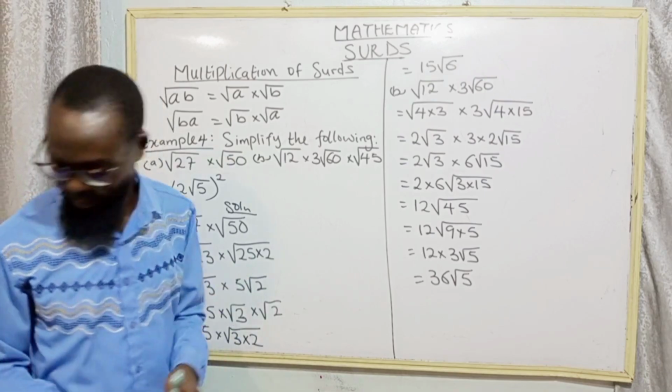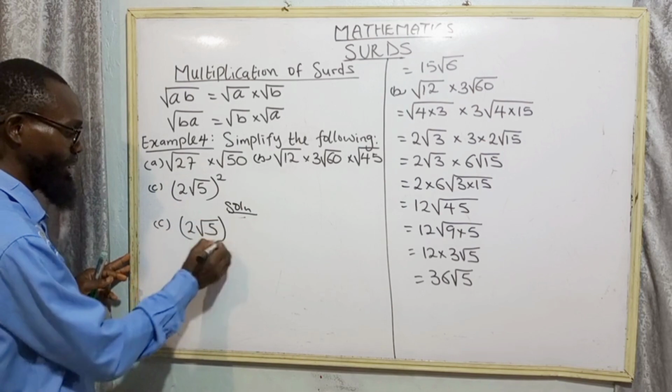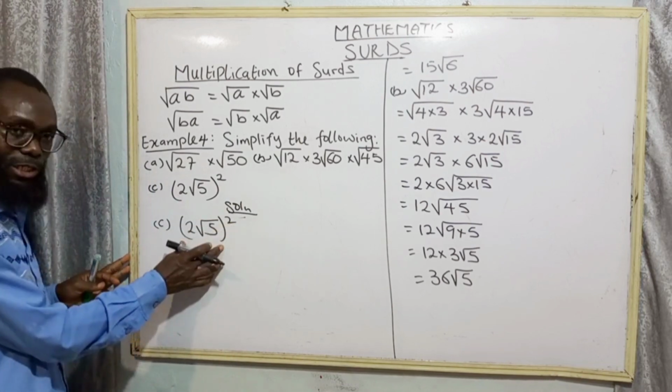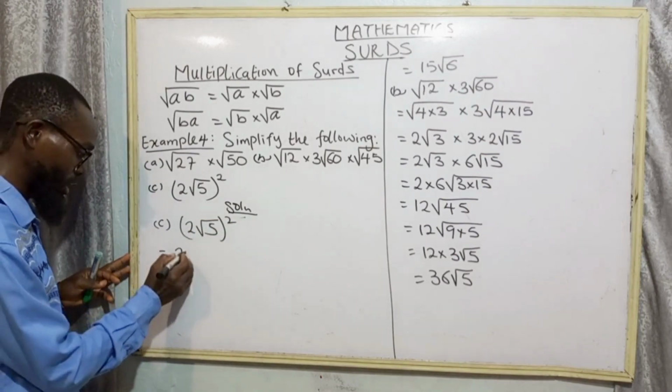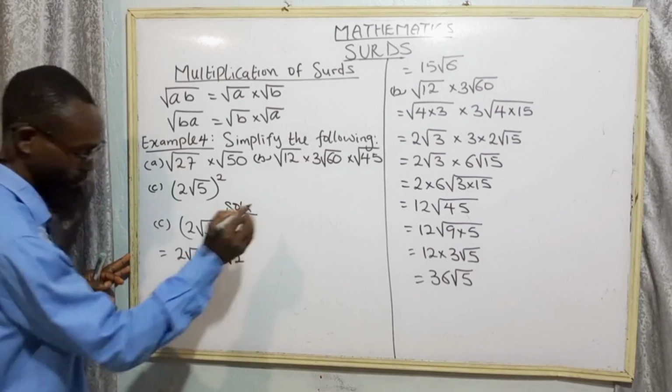So let's move on. Question C. 2 square root of 5, raised to the power of 2. This square means we have to express this twice. That is 2 square root of 5 times 2 square root of 5.